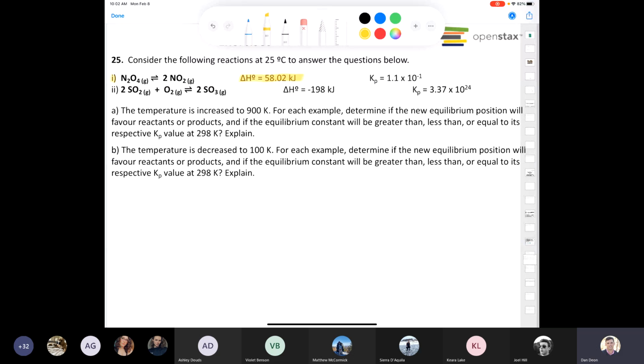Could anybody tell me, is this reaction, the first one, the one I have the yellow highlighter next to, an endothermic reaction or an exothermic reaction? Based off of what you learned last semester.